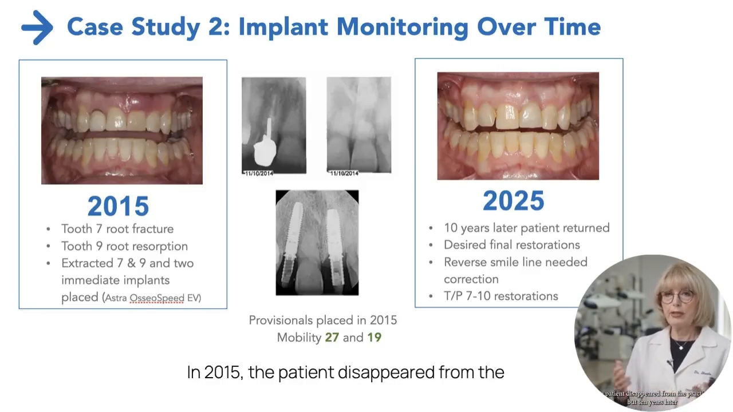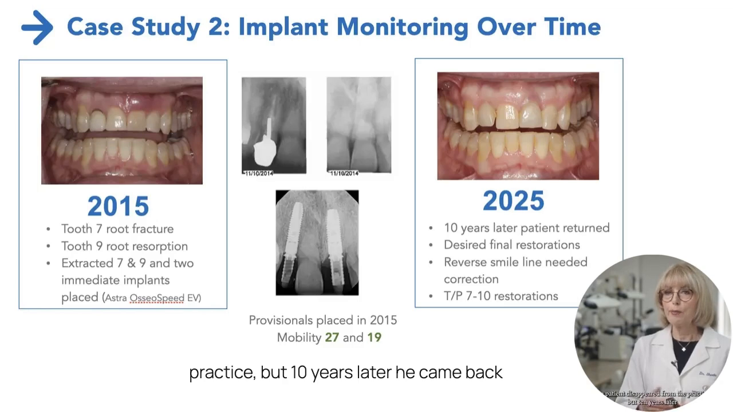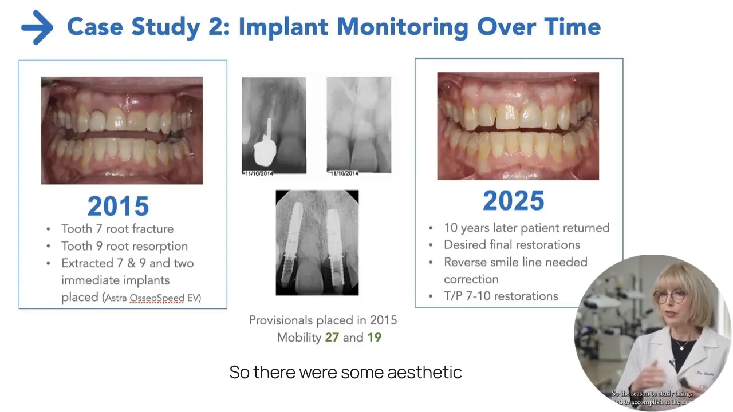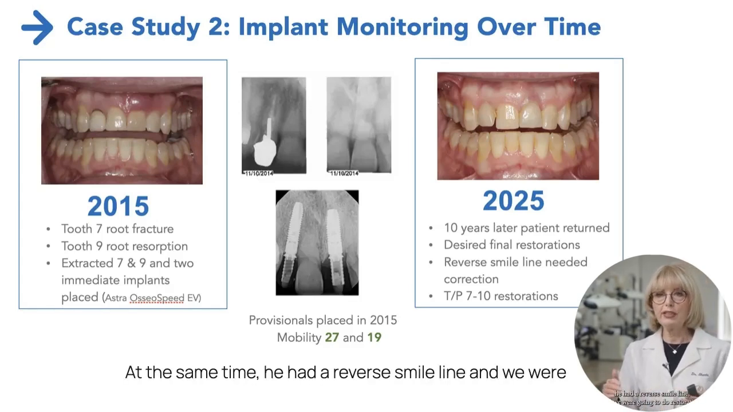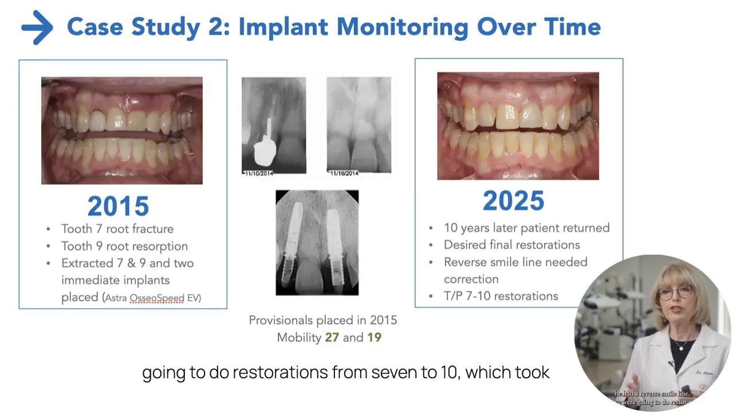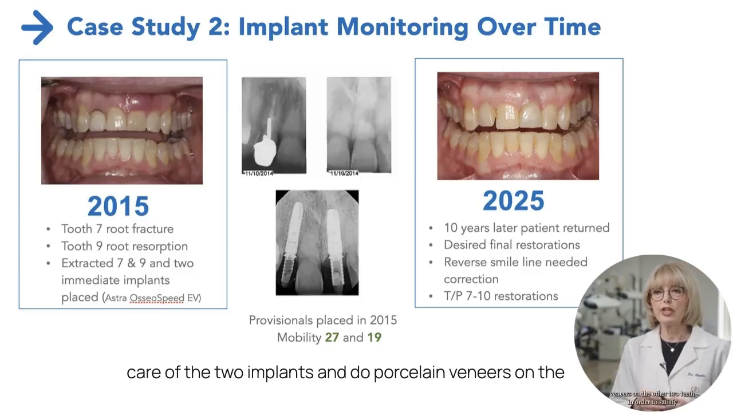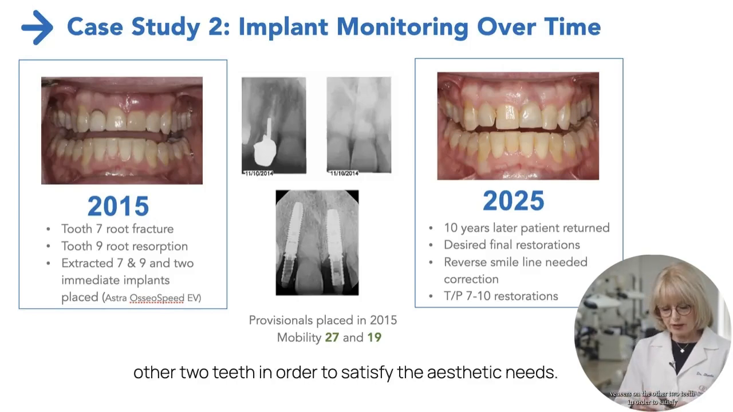and they were provisionalized in 2015. The patient disappeared from the practice, but 10 years later, he came back and he wanted to get his final restorations. So there were some aesthetic things we wanted to accomplish at the same time. He had a reverse smile line, and we were going to do restorations from 7 to 10, which took care of the 2 implants, and do porcelain veneers on the other 2 teeth in order to satisfy the aesthetic needs.